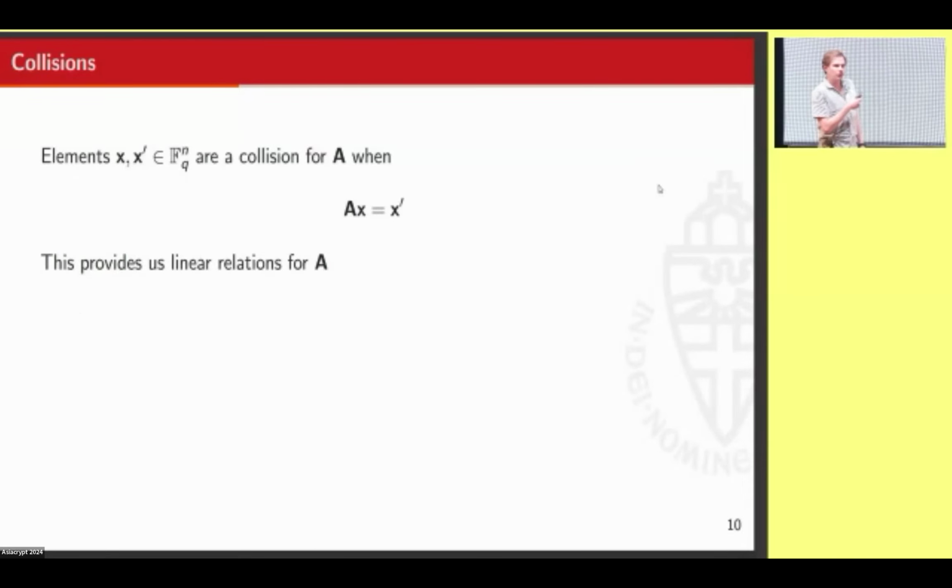So let's look at collision. What do we mean with collision? A collision for us will be an x and an x prime, such that for one of the transformations, in this case, we are looking at a collision for A, that AX maps to x prime. The reason that we call these collisions is for historical reasons, but this basically means that we get one vector of information about one of the transformations.